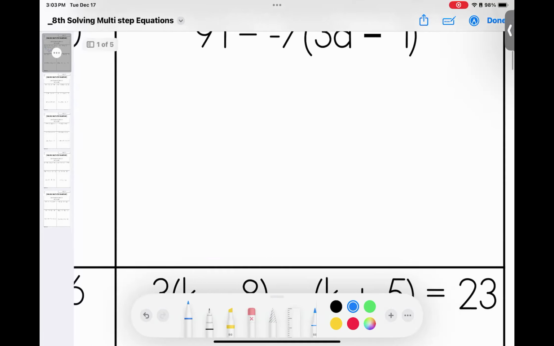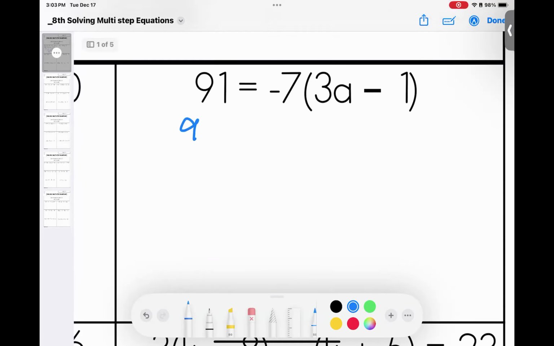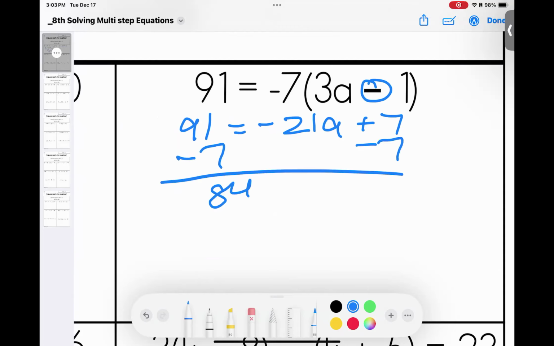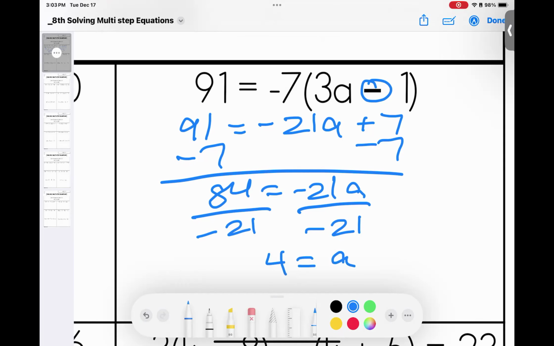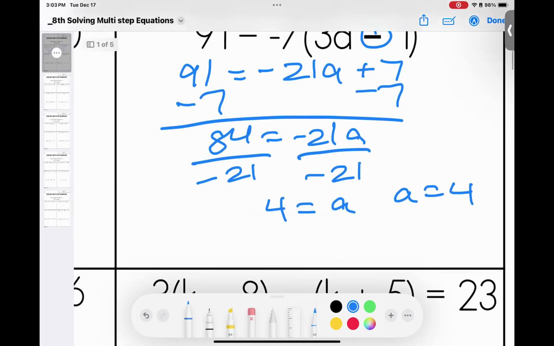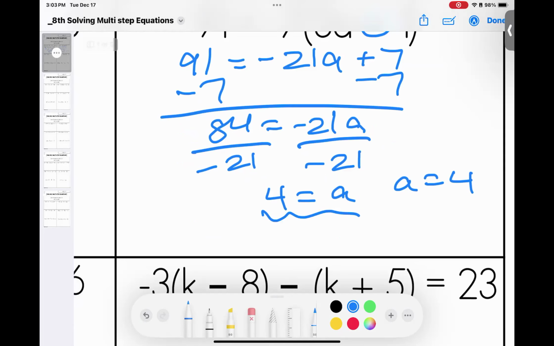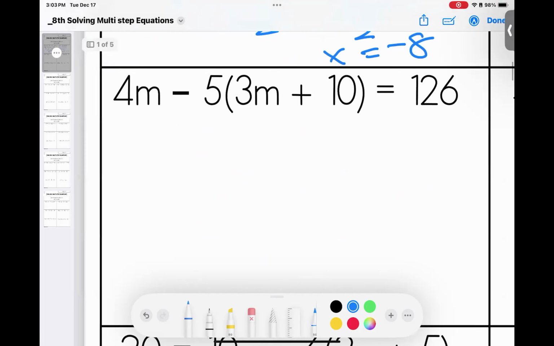Again, I'm going to come over here. I'm going to distribute first. -7 times 3, -7 times 1. Remember, same signs, positive. This has gotten us in a few different spaces. 7 gets taken off of both. 84 is equal to -21a. Dividing both sides by -21, 4 is equal to a. A is equal to 4. This one I wrote first because the a is on the right side, but it doesn't matter what you choose as long as you have it.